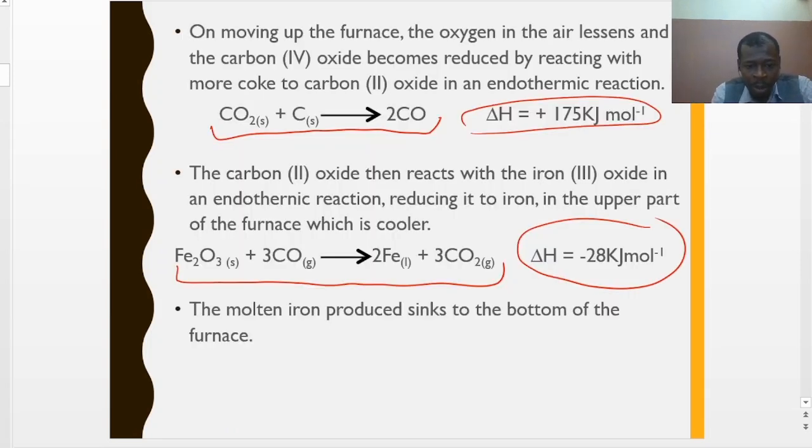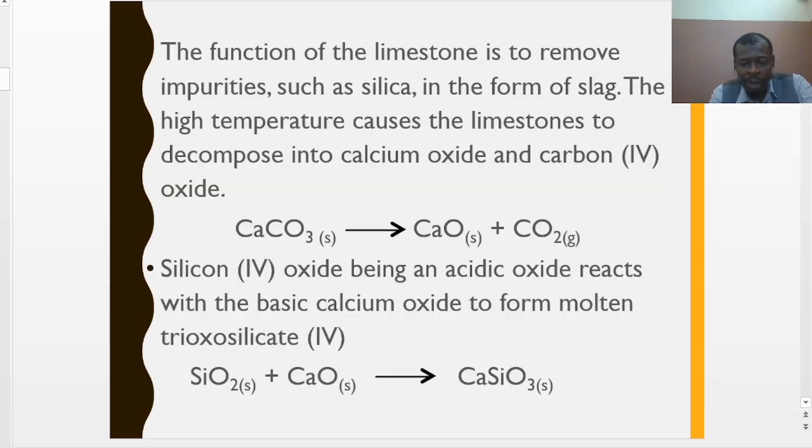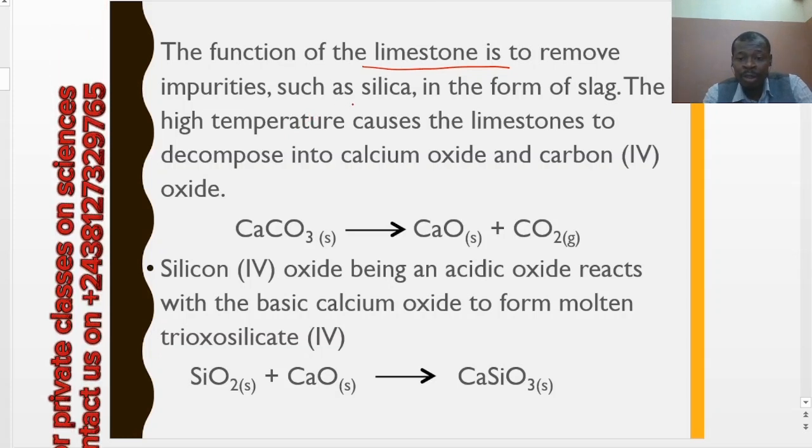One of the very fundamental aspects that also occurs as part of the continuation of the reaction is the function of the limestone. We mentioned limestone as a very prominent ingredient required for this process. So we have the limestone, which is CaCO3. The function of the limestone is to remove the impurities present in the mixture of the ore. The limestone will react with silica, which is sand, SiO2. It reacts with the silica to form the slag, which is the collection of the impurities.